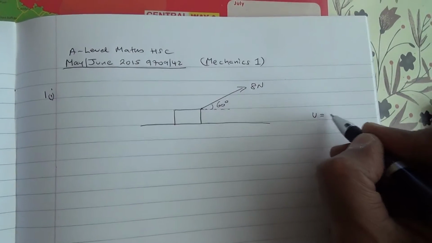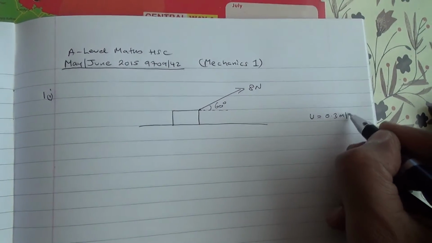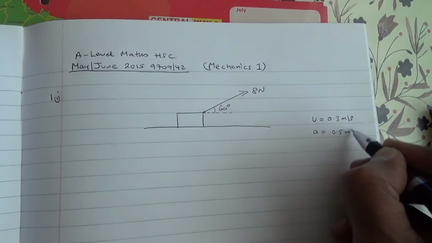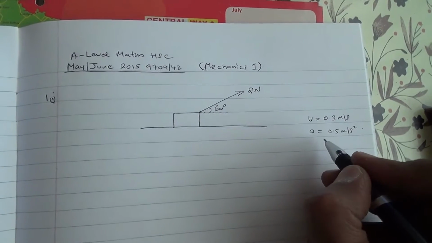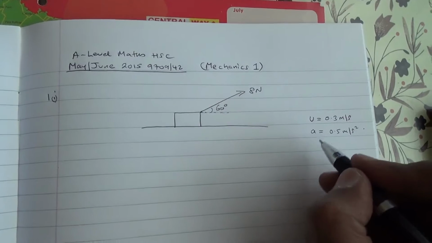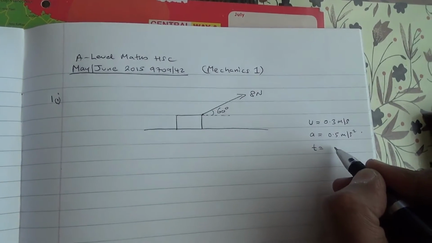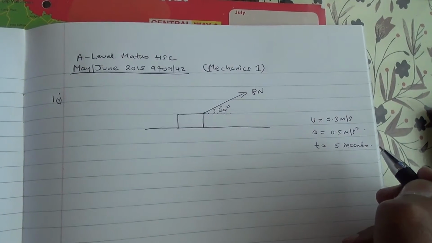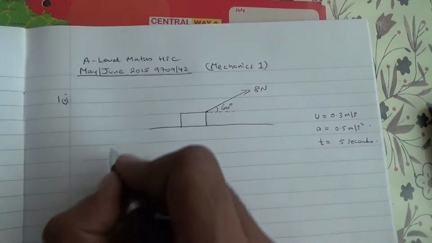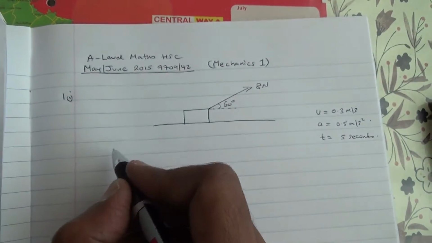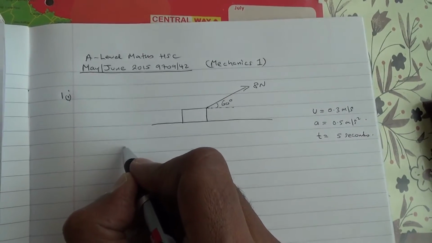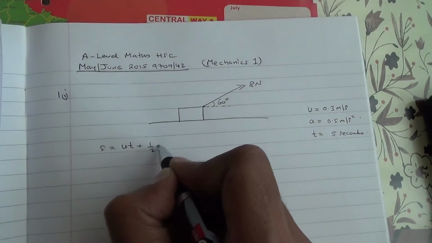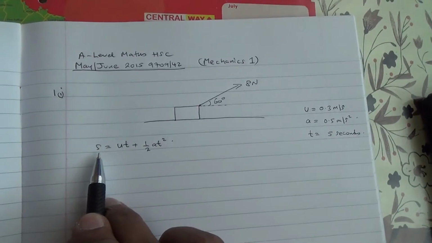So the initial speed, which is u, is equal to 0.3 meters per second. The acceleration is given as 0.5 meters per second, and also we have the time that's been given. Time t is 5 seconds, and we need to find the distance traveled for the first 5 seconds of its motion. We can use the formula for kinematics, that s is equal to ut plus half at squared. So this is the formula to find distance.